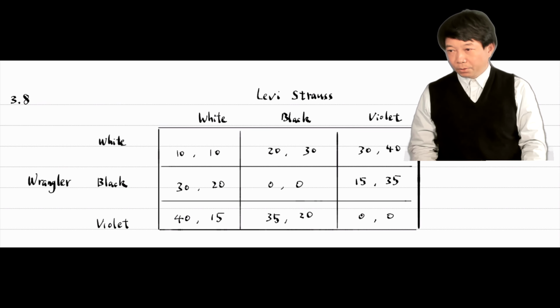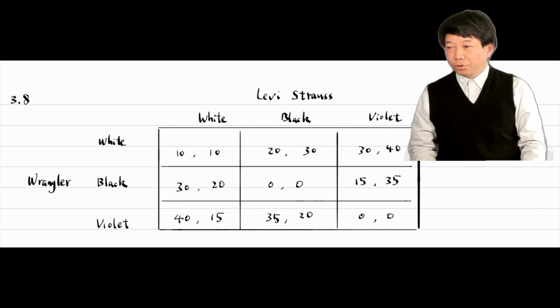The two players move simultaneously, so it is a static game. We write the payoff matrix and use the best response approach to find the pure strategy Nash equilibrium. The first number in each cell is Wrangler's profit, and the second number is Levi's profit. We first consider Wrangler's strategies.